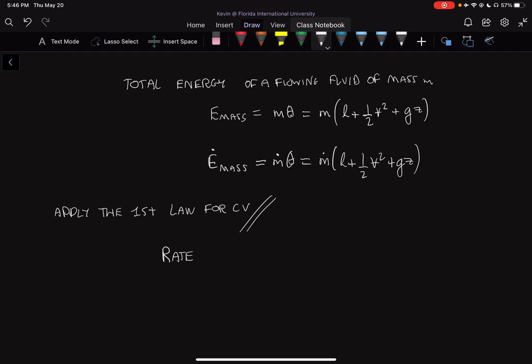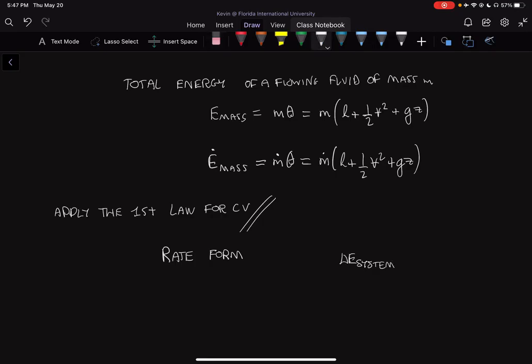So we can write that, so we're going to use rate form. So we remember that dE of the system, or the change in energy of the system, was equal to, and let me write it in non-rate form first.